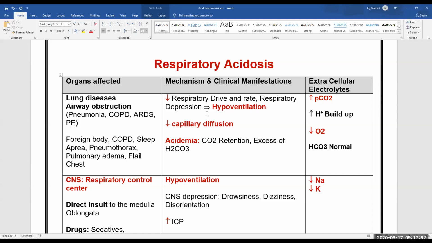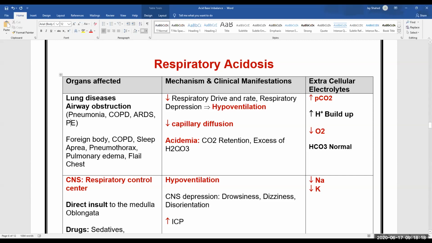Where does capillary diffusion happen? In this case, isn't it the alveoli? Yes, the alveoli and the capillaries around the alveoli, right there. Like decreased gas exchange? Yes. So you have less CO2 being exchanged and going into the alveoli, so it's retained in the blood, okay?